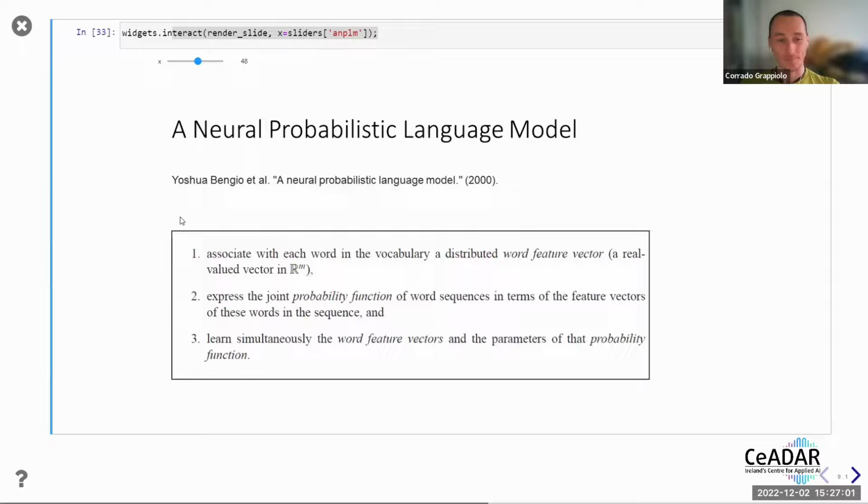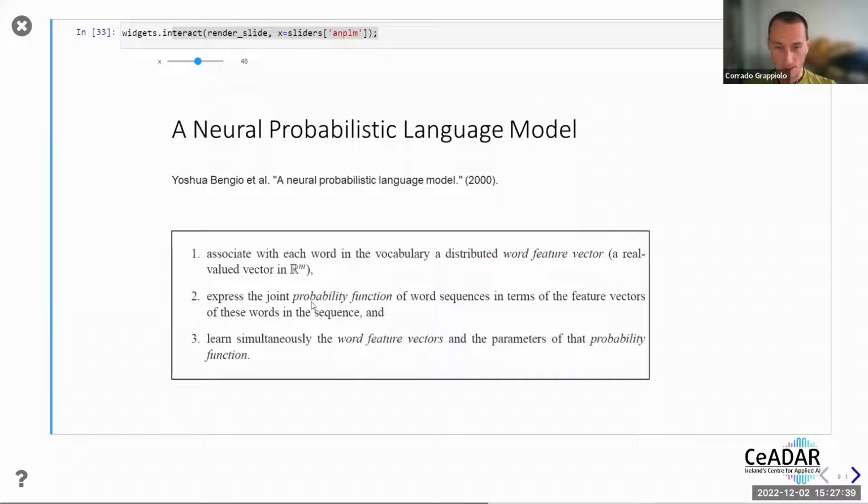What he proposes is a way to learn these numbers that define words, and the joint probability function of all words together, the context, in order to predict a word. Sounds a bit weird. I'll try to repeat it. So I'll use his words. His approach is based on 3 steps. The first is to associate each word in the vocabulary with what he calls a word feature vector. So a vector, each word has a vector of values.